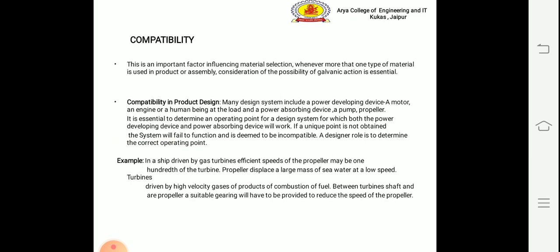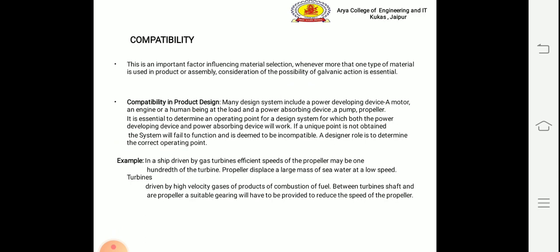Compatibility in product design. Many design systems include a power developing device, a motor, an engine, a human being at the load, and a power absorbing device, a pump, a propeller. It is essential to determine an operating point from the design system for which both the power developing device and the power absorbing device will work. If a unique point is not obtained, the system will fail to function and is deemed to be incompatible. The designer's role is to determine the correct operating point. That is compatibility in product design.